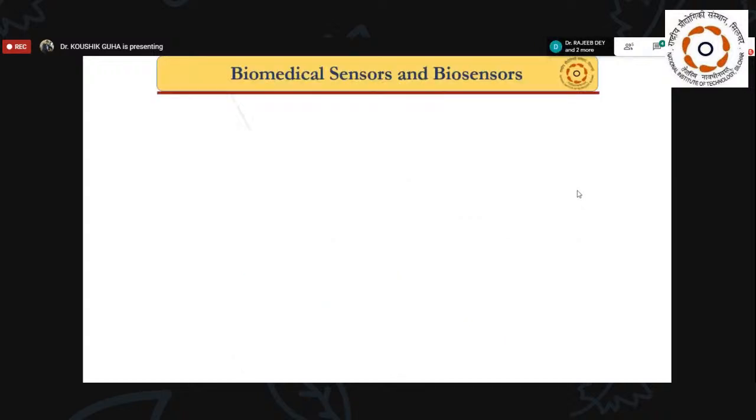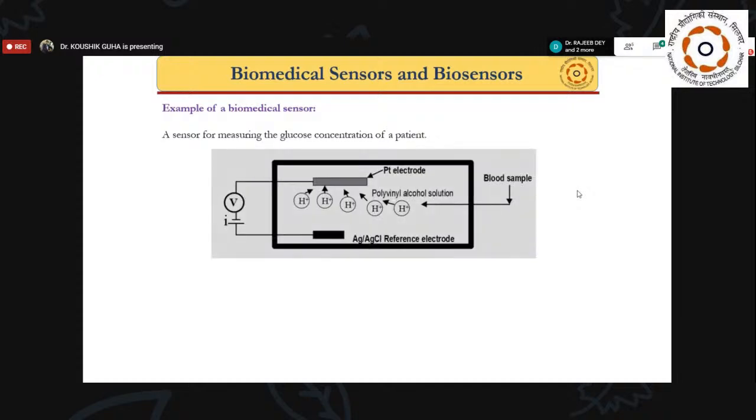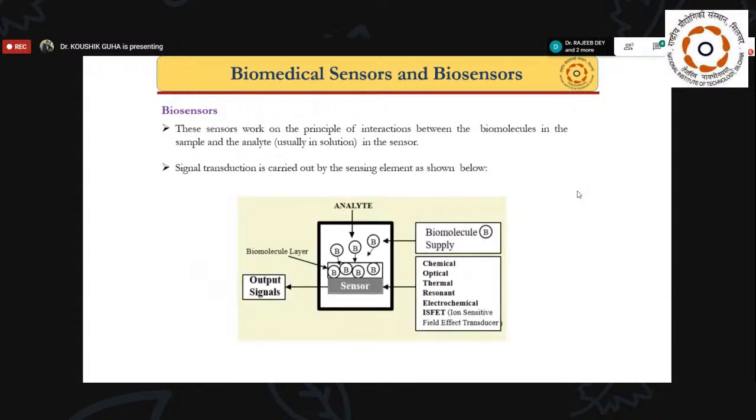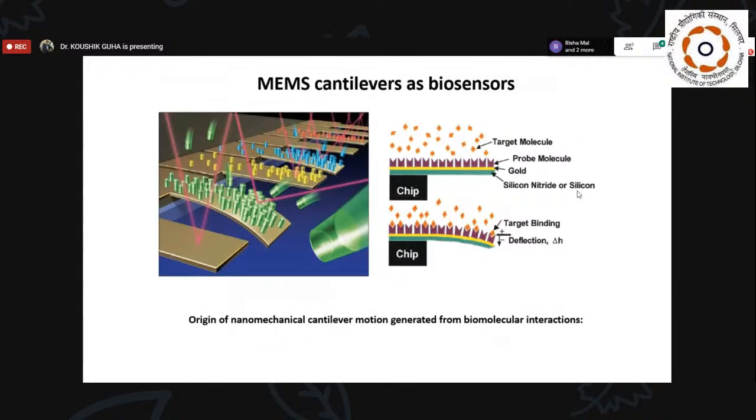Some examples of biomedical sensors: you can see there is a glucose sensor that can measure the glucose concentration of the patient. Then we can see another thing, a MEMS cantilever as a biosensor. Nowadays this is used everywhere, in the detection of biological molecules, or molecules in the air, molecules in the water, or in the human body, or in high precision agriculture or smart agriculture also. So all these kinds of sensors can detect these target molecules.